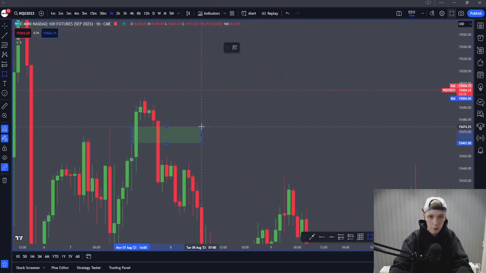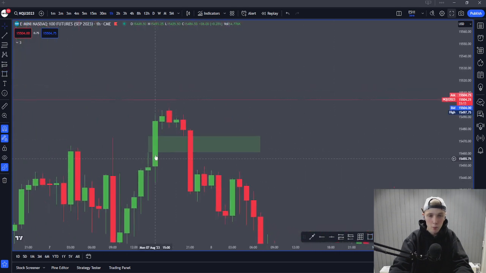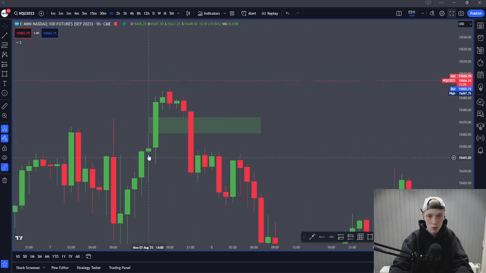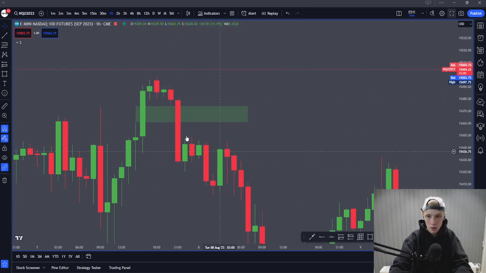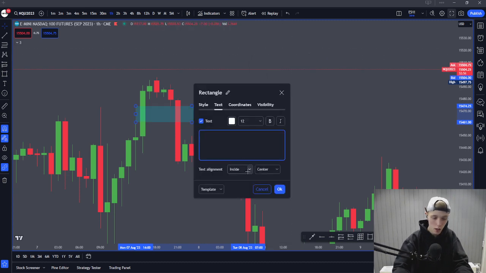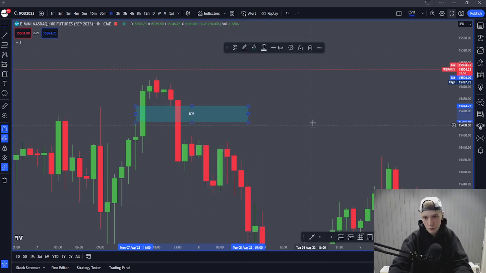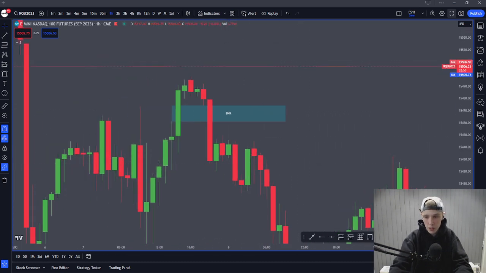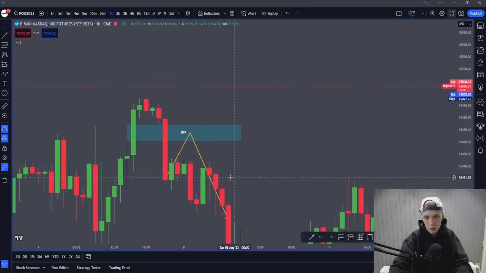A BPR is a BISI and a SIBI getting obliterated at the same time. So we create this bullish fair value gap, we go above it, and then we completely destroy it. That means we have a BPR. I usually make them cyan, and they're called BPRs. So hypothetically, if the market touches it, we'll go straight back down, right?